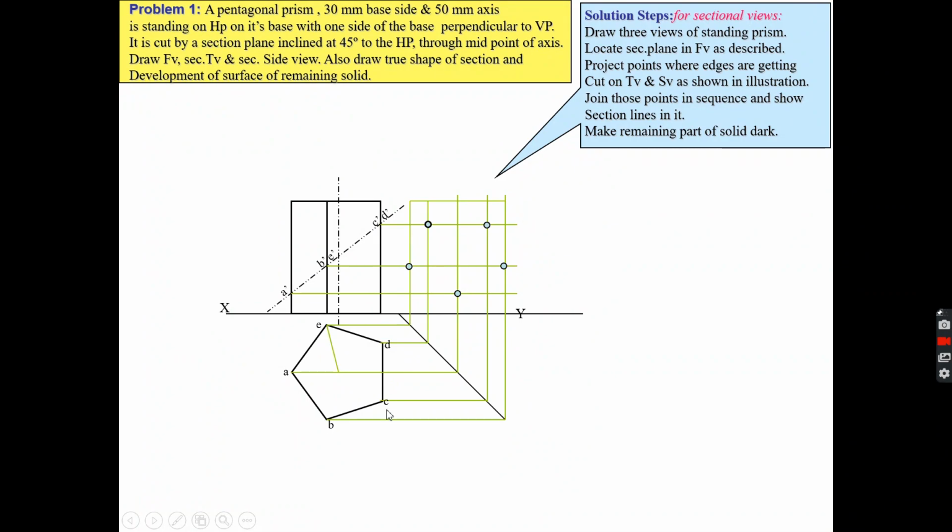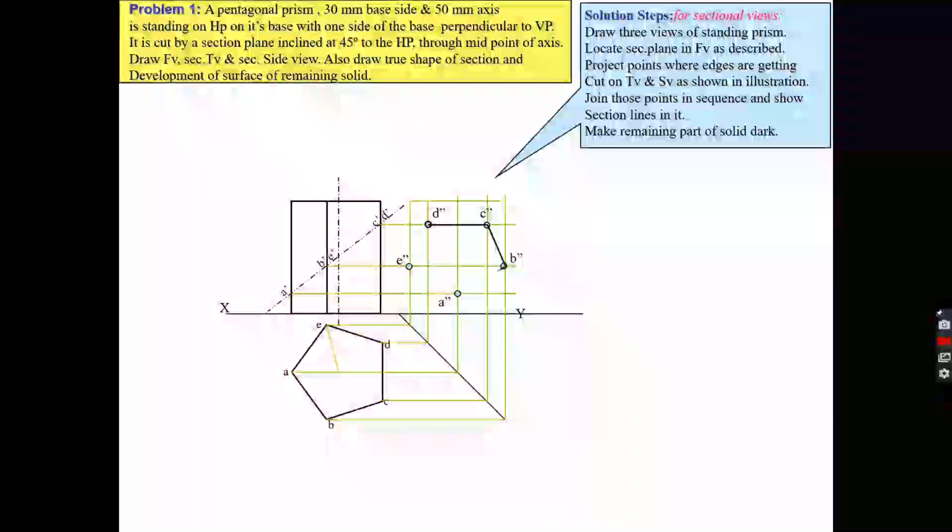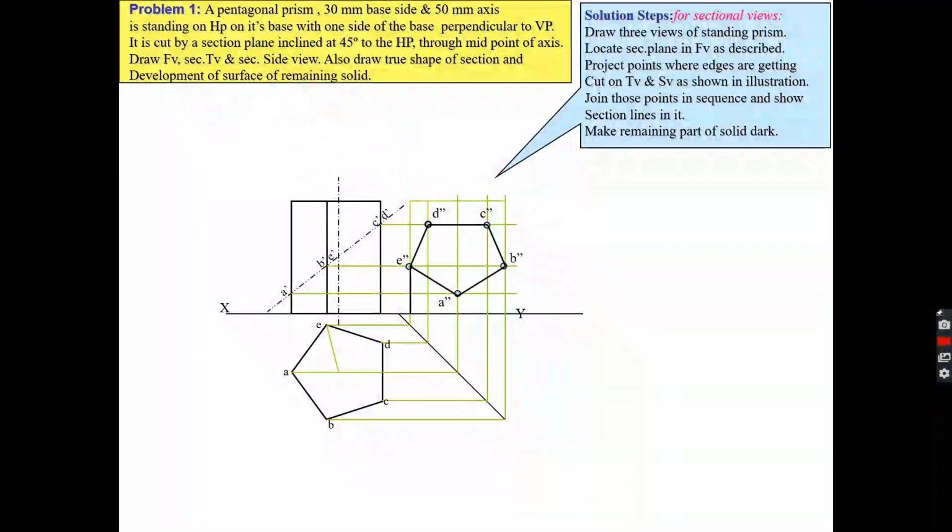and the edge D and C is at the back side of the solid. So these two edges will not be visible to you. Okay, so accordingly, I am making the side view. This side edge E, B, and A will be visible to you, and your edge D and C will not be visible to you.